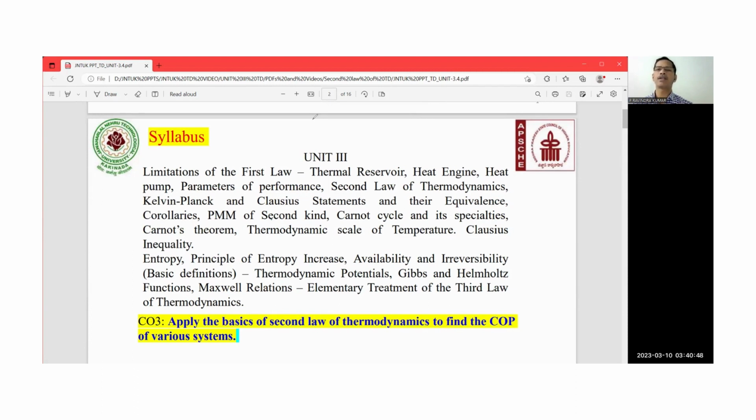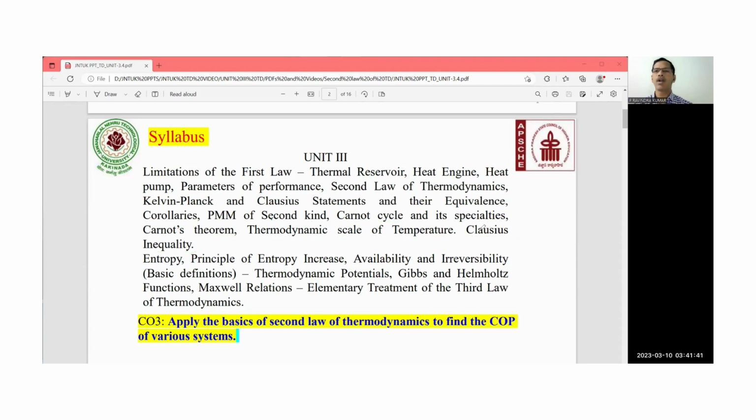And in the second law of thermodynamics, some of the basic definitions and concepts which you need to learn are thermal reservoir, heat engine, heat pump, parameters of performance, the second law of thermodynamics, that is the Kelvin-Planck statement, Clausius statement, and its equivalence, corollaries of the second law, perpetual motion machine of the second kind, Carnot cycle, Carnot's theorem, the thermodynamic scale of temperature, and the Clausius inequality.